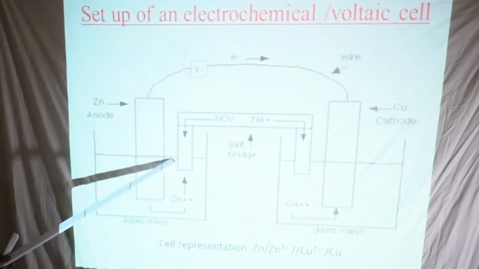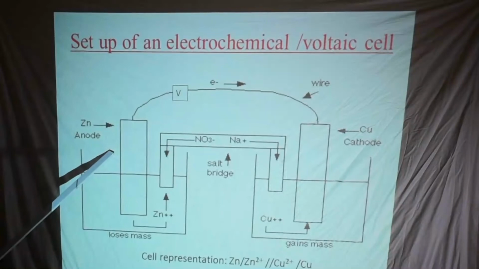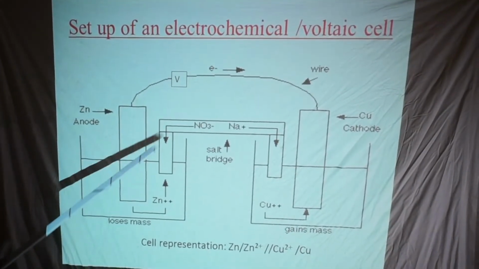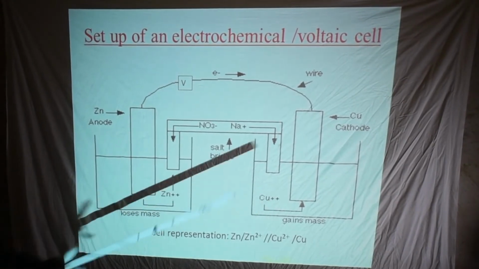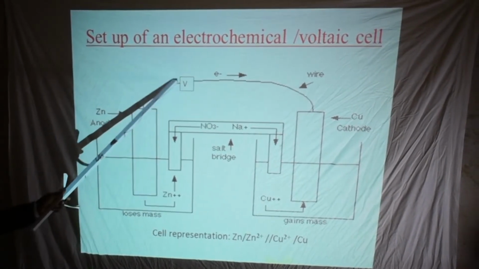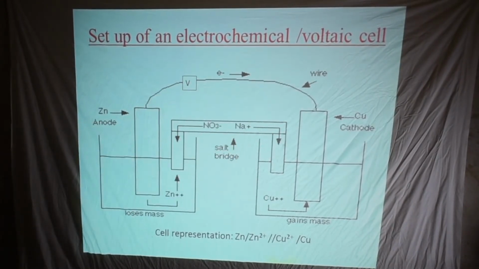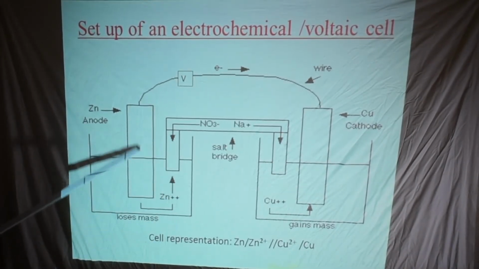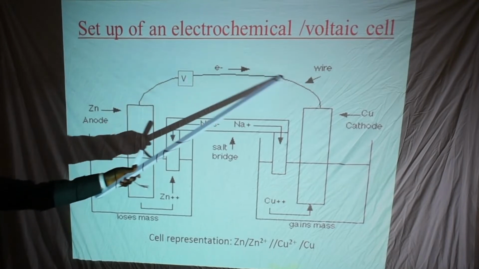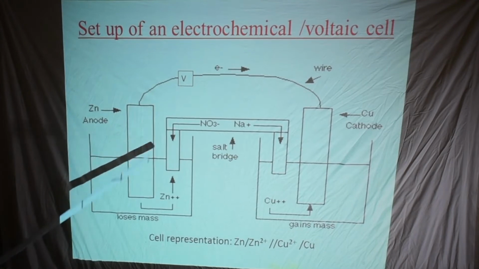So basically, we now have the zinc rod and the copper rod, the solution of zinc here and the solution of copper here. Then we have a wire here to the voltmeter, and a wire to the other metal rod, which is of copper. If you look at this, this is a complete circuit, because it goes this way, then joins here, and back. So this is a complete circuit.